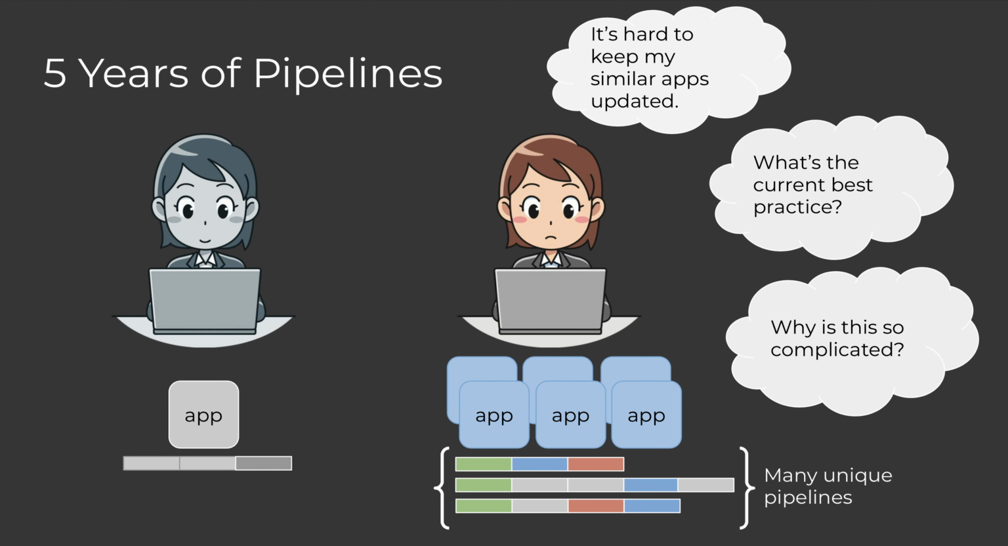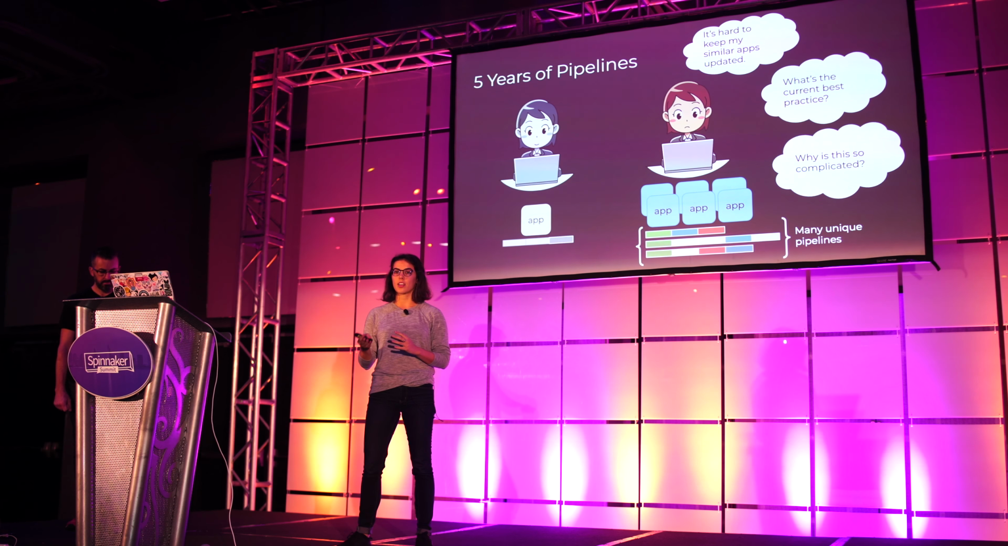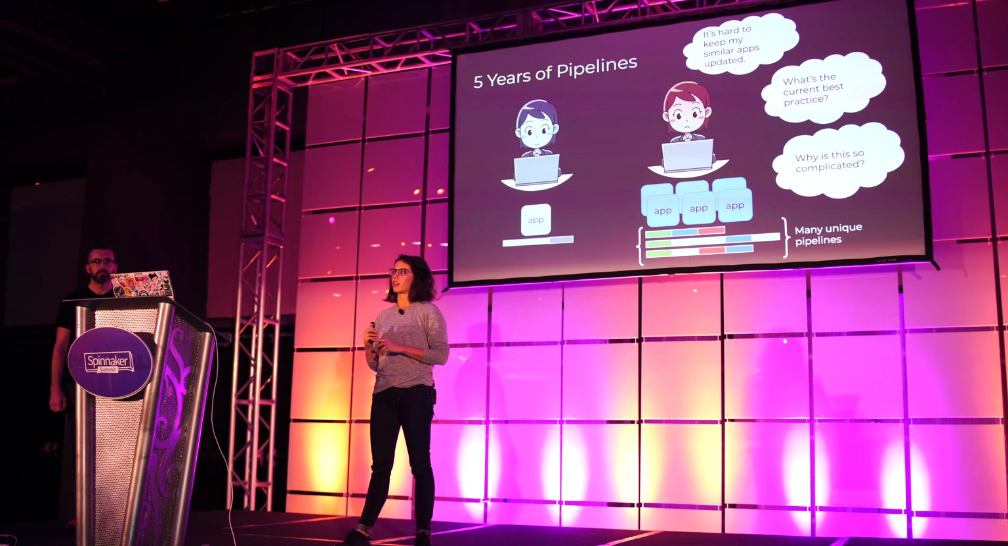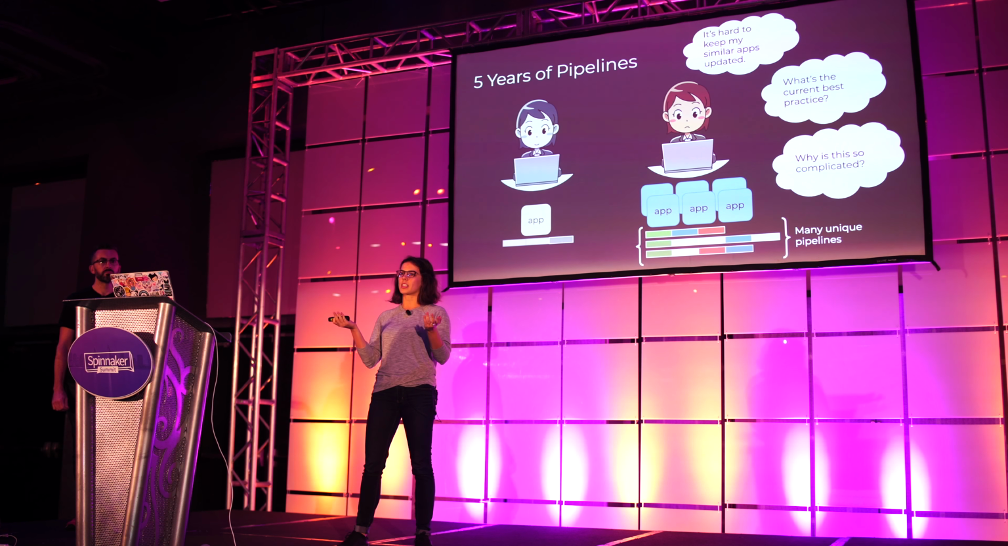So maybe now you're on a team and all of you are managing 6 microservices and you have many unique pipelines, and we hear things like, it's hard to keep my similar apps up to date. So maybe each of your apps is deployed in several regions and has several environments. And let's say you want to make a change, like add another region or change instance size across all your applications. That's really error prone. You have to do a lot of manual operations in the UI, and you're probably going to mess something up. That's not really fun.